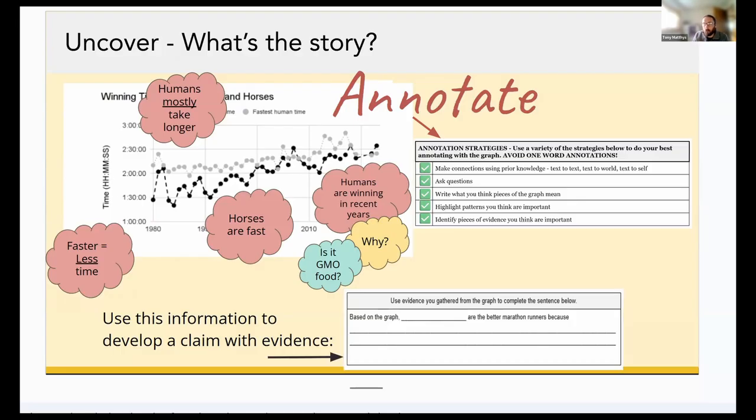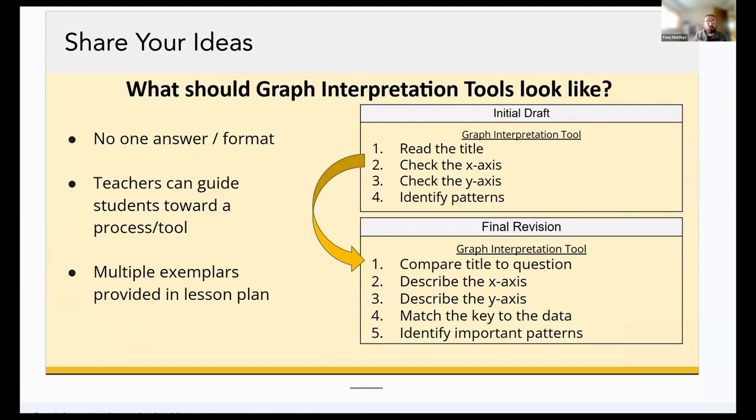And so what I think is really neat is that these annotations transition into, well, how did I make sense of that graph? What process did I go through? And students start making what we call this graph interpretation tool. And that's what they're really sharing out in the Share Your Ideas.